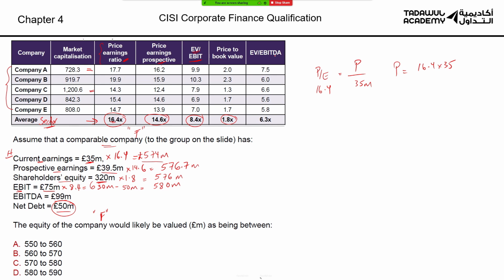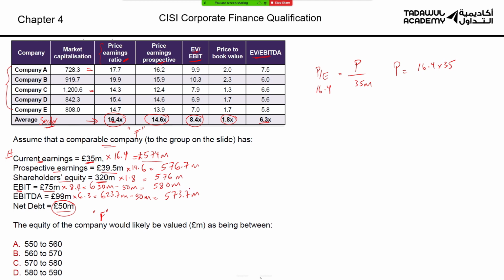Regarding EBITDA, EV over EBITDA, 6.3. So 99 times 6.3 is 623 million. Again, this is for the whole enterprise. To get the equity side, we need to remove debt, minus the 50 million net debt. So that will give you 573.7 as the value of the company using the EV over EBITDA method.